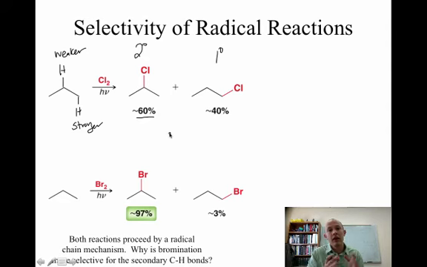So that's why we get a slight excess in the chlorination. But the problem is, since chlorination is very strongly exothermic and fast, we lose some selectivity, so it's only slightly selective. Whereas for bromination, since bromine is less reactive, it's a slower reaction, we get much better selectivity for secondary over primary. So both reactions proceed by a radical chain mechanism, but bromination is much, much more selective for secondary over primary hydrogens, and that has to do with the reduced reactivity.